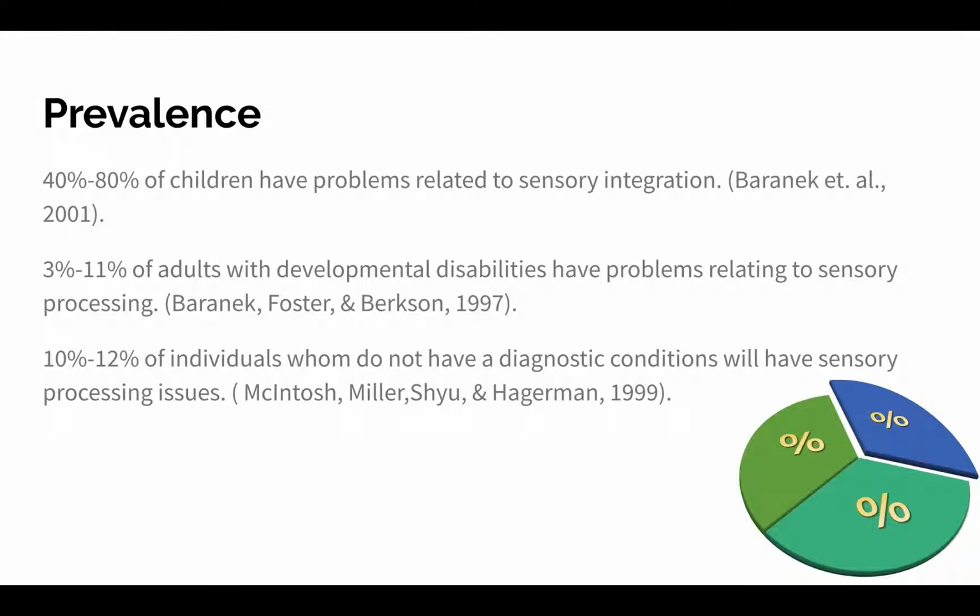I want to look at the prevalence of sensory integration as a whole. I found this statistic that said about 40 to 80% of children have problems regulating sensory. 3 to 11% of adults with developmental disabilities have problems relating to sensory processing. And 10 to 12% of individuals who haven't been diagnosed with a developmental disability, like they've gone to a doctor and there's nothing necessarily wrong, do actually have sensory processing issues as the only thing.